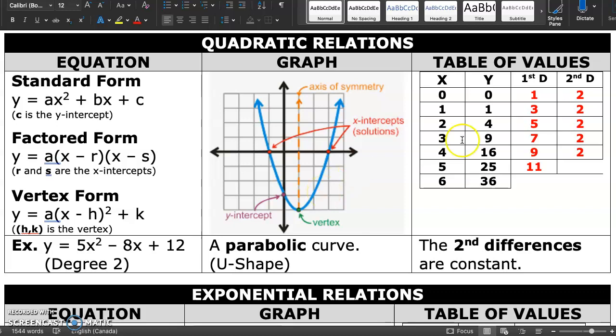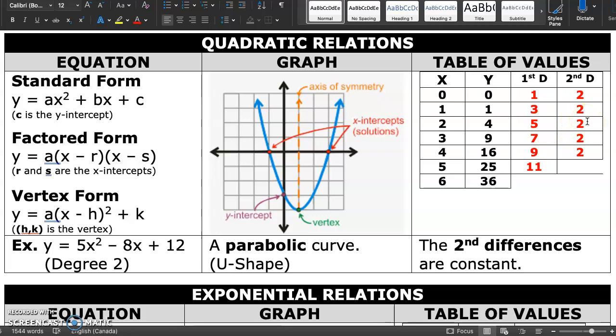So these second differences are achieved by doing the following. Our first differences are found by subtracting adjacent points. 1 minus 0 is 1, 4 minus 1 is 3, 9 minus 4 is 5, and so on. These second differences are the differences of the differences. So 3 minus 1 is 2, 5 minus 3 is 2, 7 minus 5 is 2.